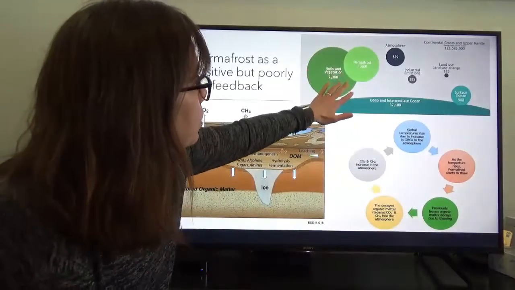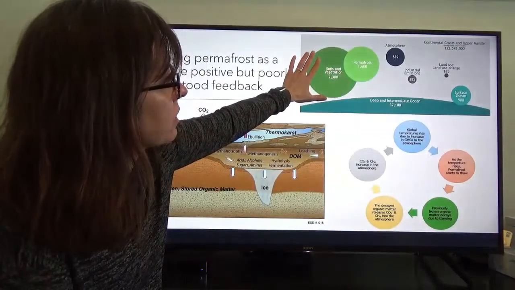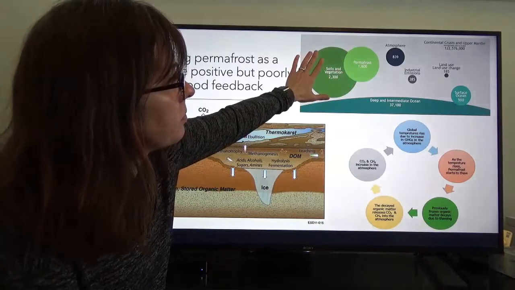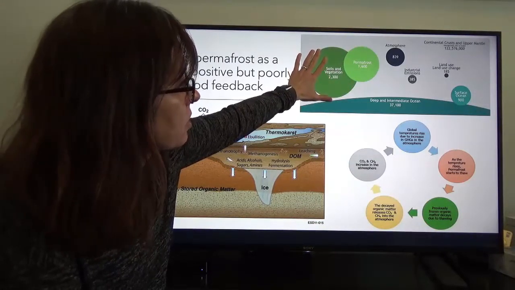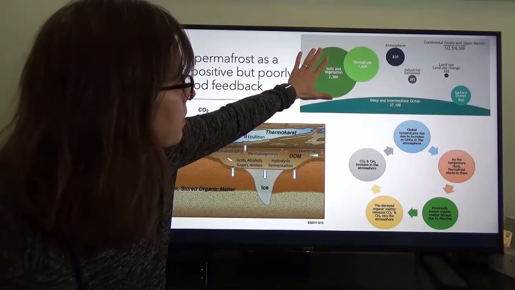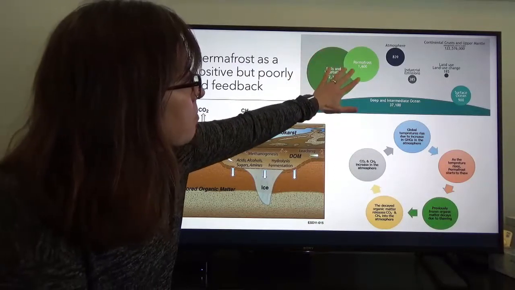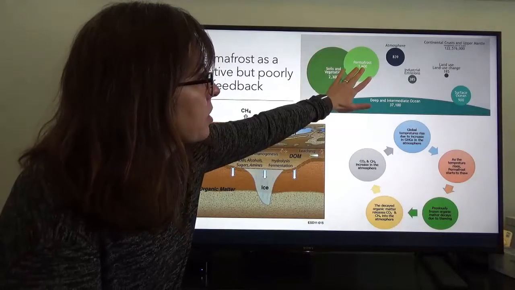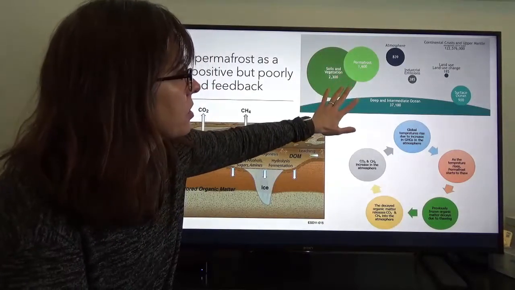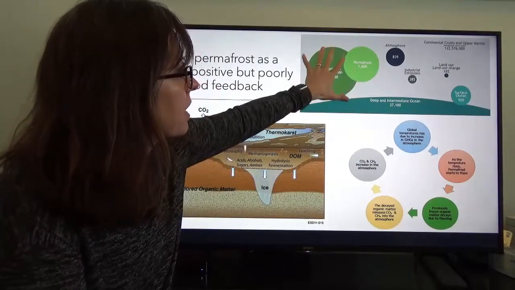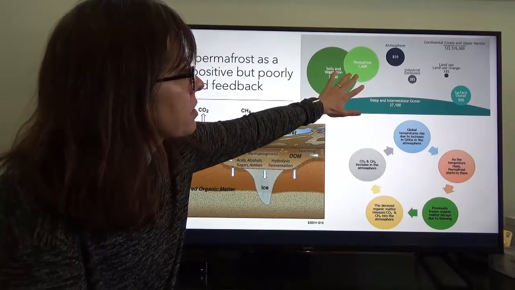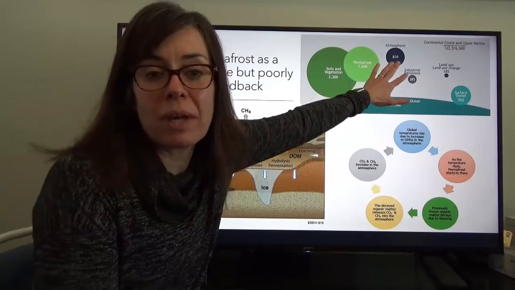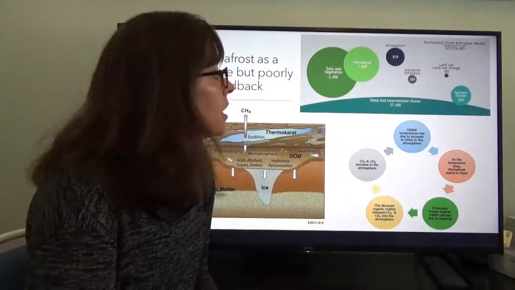In fact, if you look at it, soils and vegetation together make up 2,300 teragrams of carbon. Permafrost soils make up 1,600, right? 1,600 of that total. So we have a huge amount of carbon locked up in permafrost soils, twice that of what we have in the atmosphere, right?